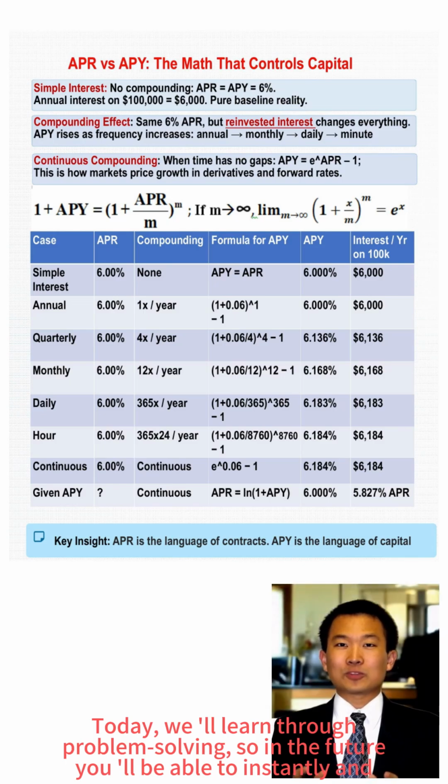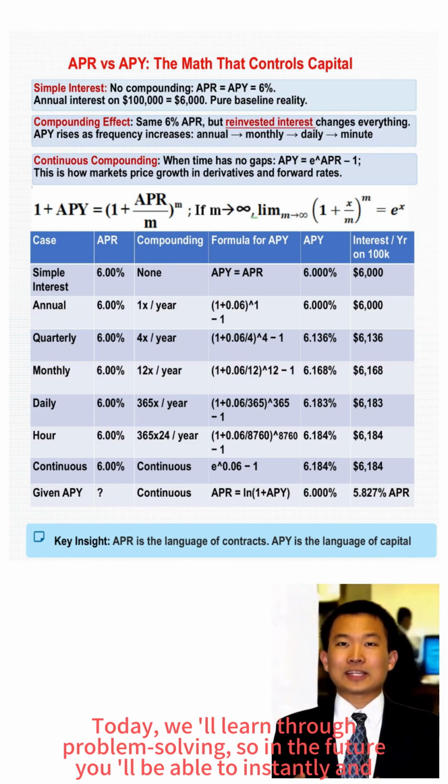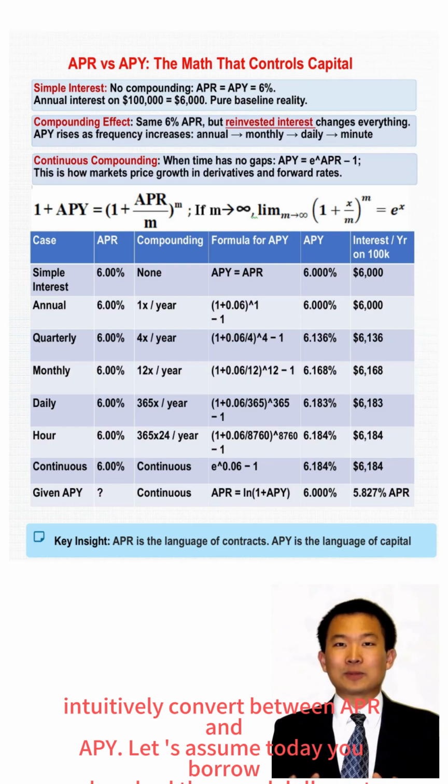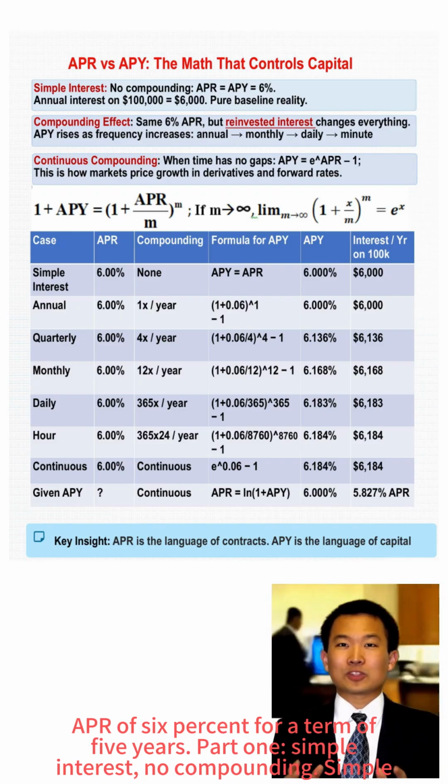Today, we'll learn through problem solving, so in the future, you'll be able to instantly and intuitively convert between APR and APY. Let's assume today you borrow $100,000 at an APR of 6% for a term of 5 years.